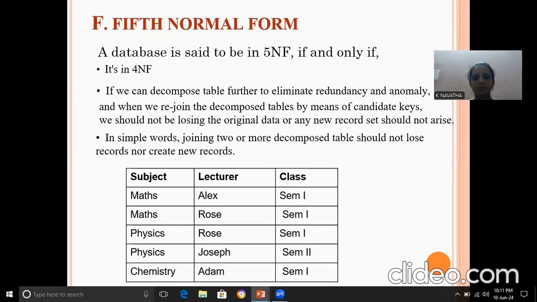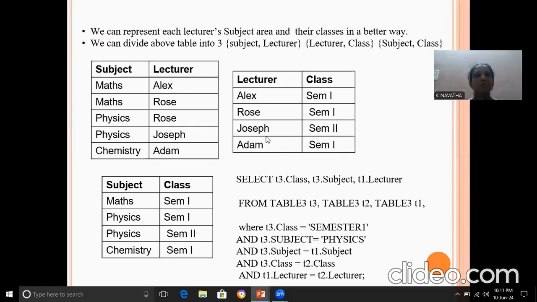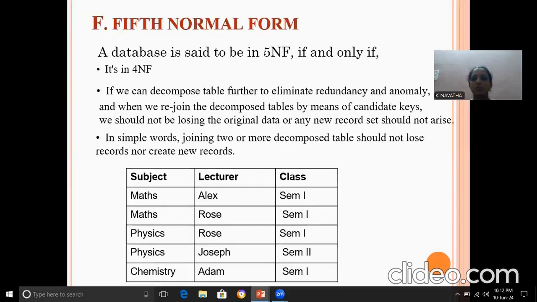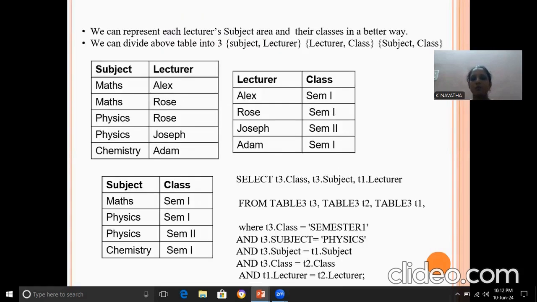Now we can represent each lecturer's subjects and their class in a better way. How? We can divide the above table into three tables. How can we divide that? Subject to lecture, lecture to class, and subject to class. These are the tables we can divide from the main table. That should be the fifth normal form.